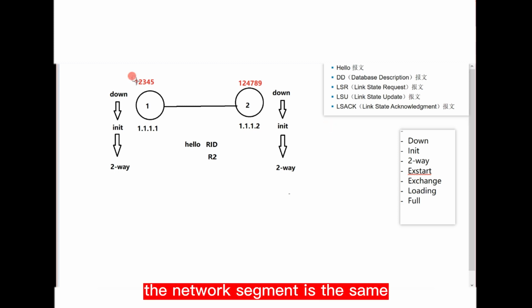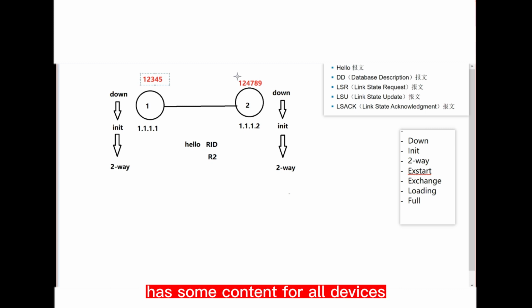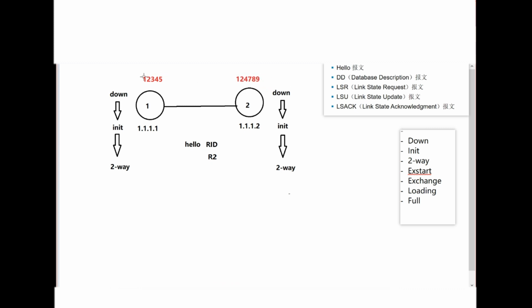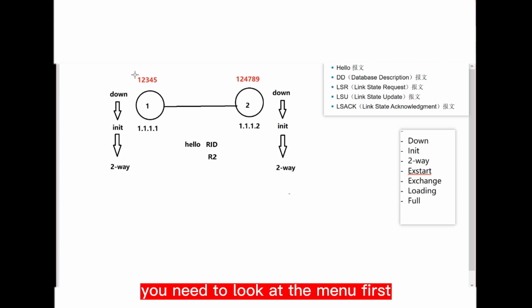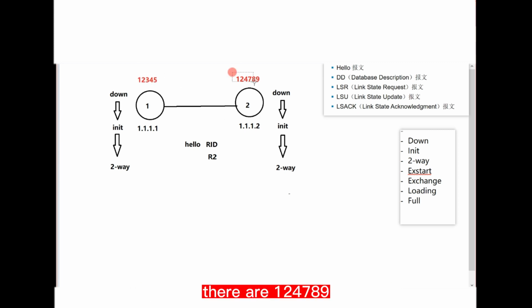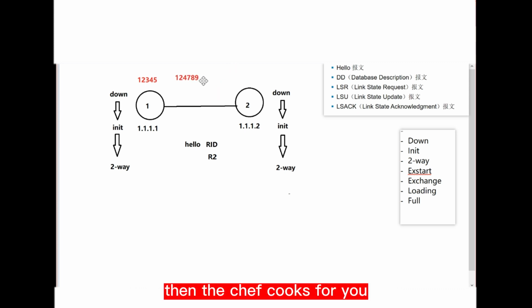The network segment is the same. A device has some content it doesn't want. Then when you order, you need to look at the menu first. There are 124,789 of these dishes in the menu. What do you want to eat? You need to order first. Then the chef cooks for you.